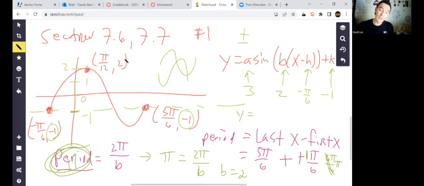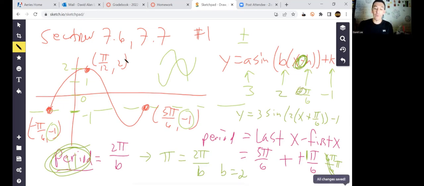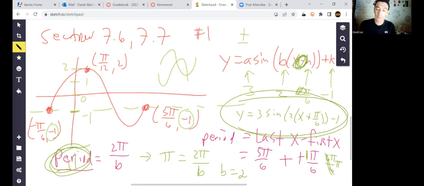So final answer should look like this. And watch that double negative. Don't let that slip, because it's subtraction. But if H is negative, those two negatives, boom, give you a positive. So final answer right there.